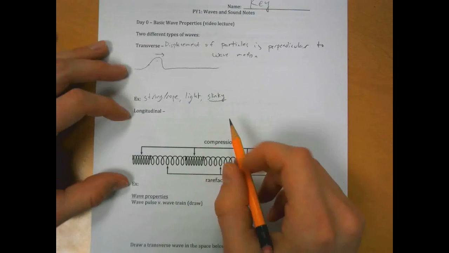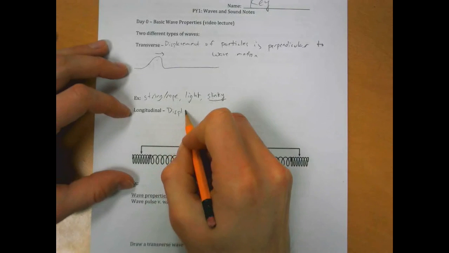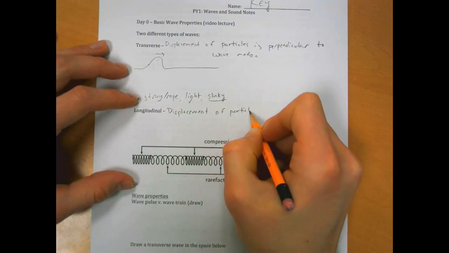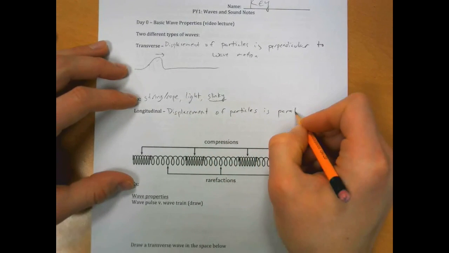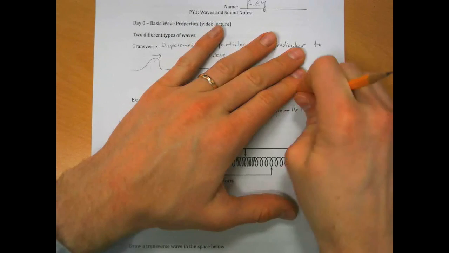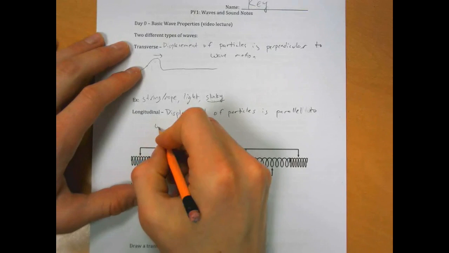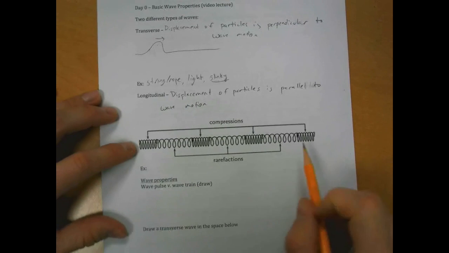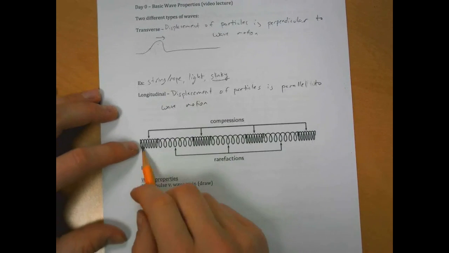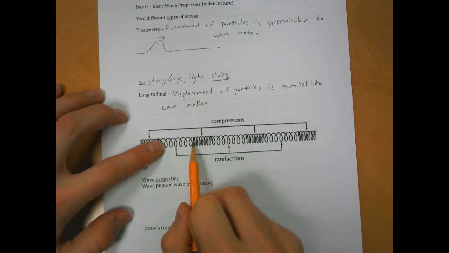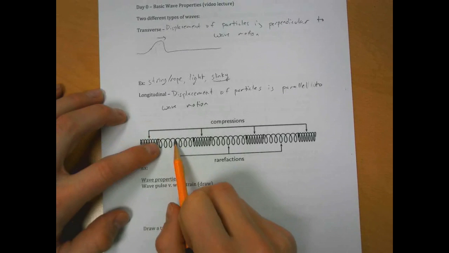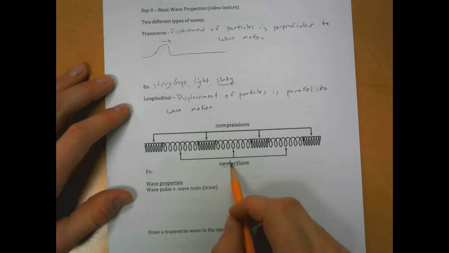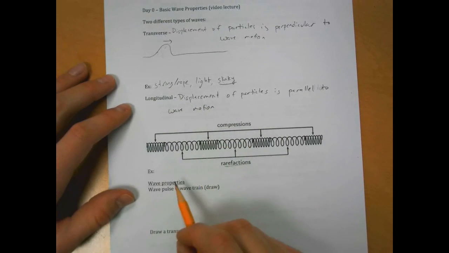Longitudinal is kind of the opposite, or maybe not the opposite, but it's the other kind of wave. The displacement of particles, instead of being perpendicular, is parallel to the wave motion. This is harder to draw, so I copied a diagram. This is like a slinky, where some areas of it are compressed and other areas are stretched, and the point of greatest stretching is called a rarefaction. There's a wave term for you that applies to longitudinal waves. You have compressions and rarefactions.